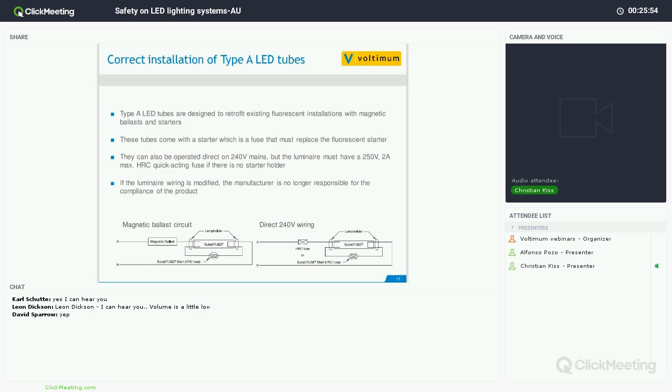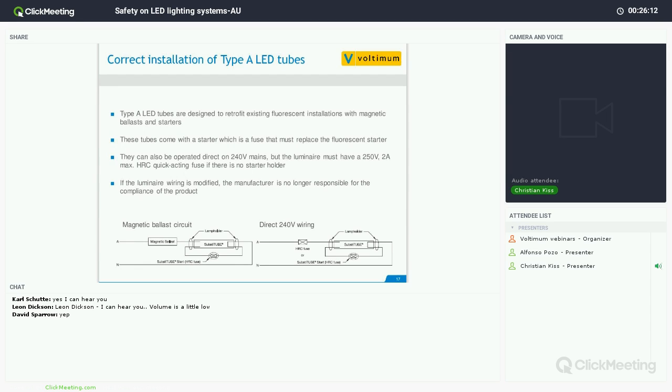So the left-hand side is the magnetic ballast circuit, and the right there is if you were to wire the tube direct onto 240 volts. I mean, any wiring that's done obviously needs to be done by qualified or licensed electricians. So it's not something that anyone should be doing.